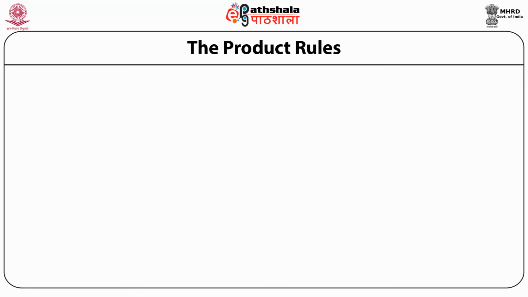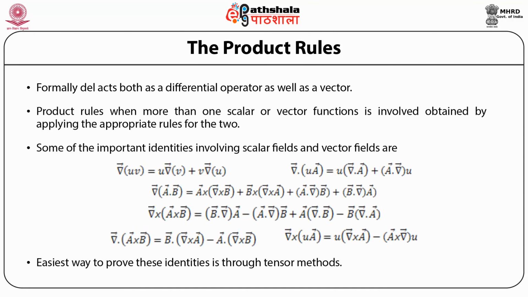So now let us see the product rules. Since formally the del operator acts both as a differential operator as well as a vector, the product rules, when the gradient, divergence and curl of more than one scalar or vector function is involved, can be obtained by applying the appropriate rules for the two. Some of the important identities involving scalar fields u and v and vector fields a and b are: del of uv is equal to u del v plus v del u.